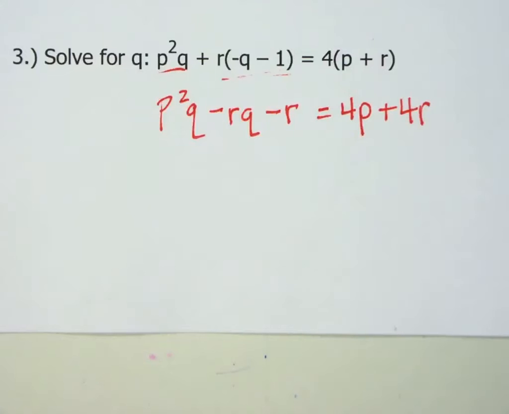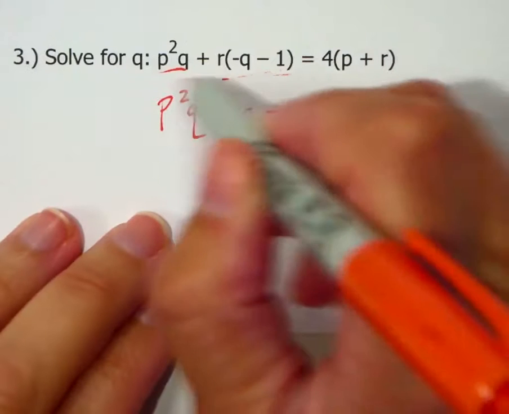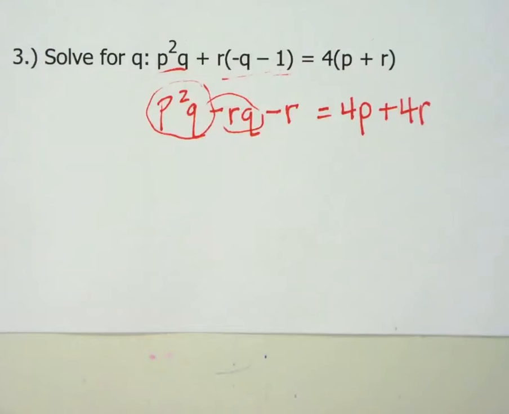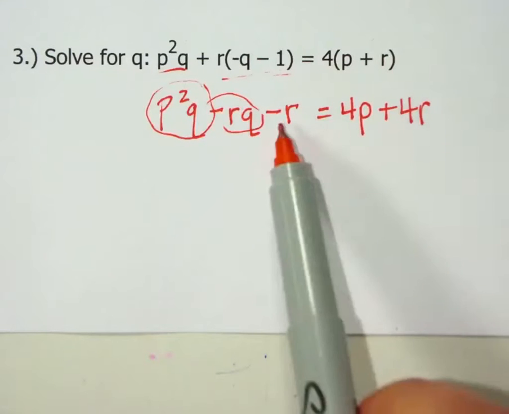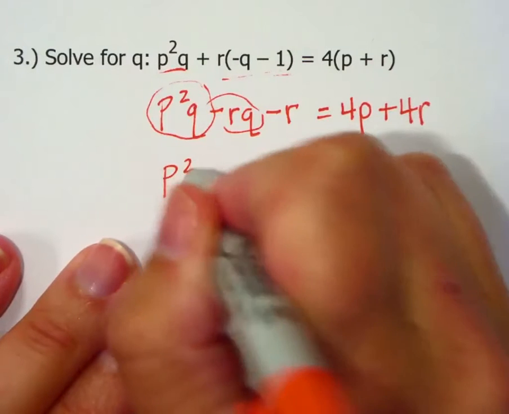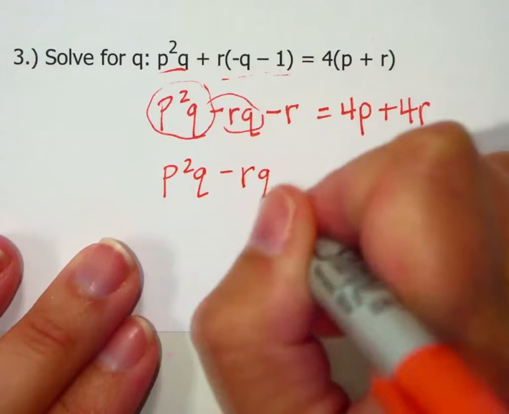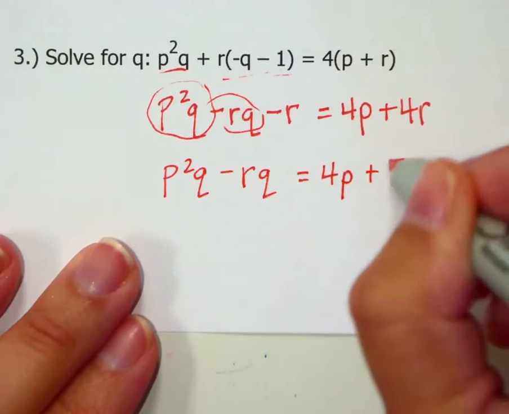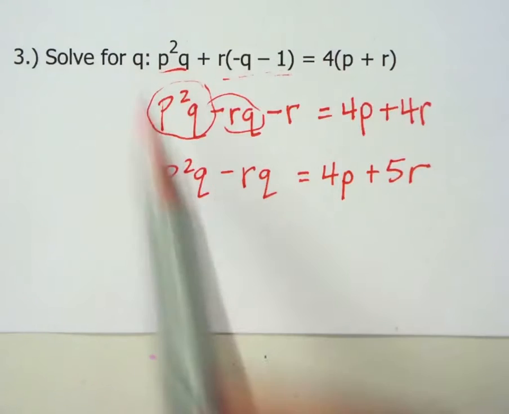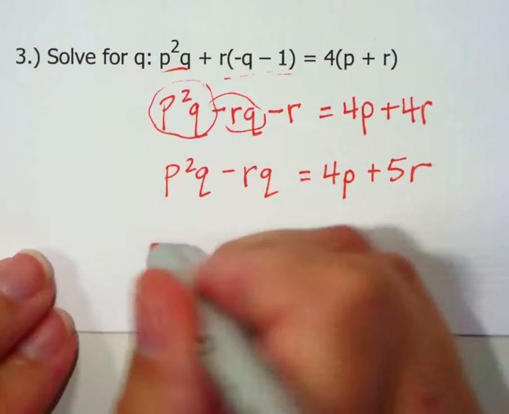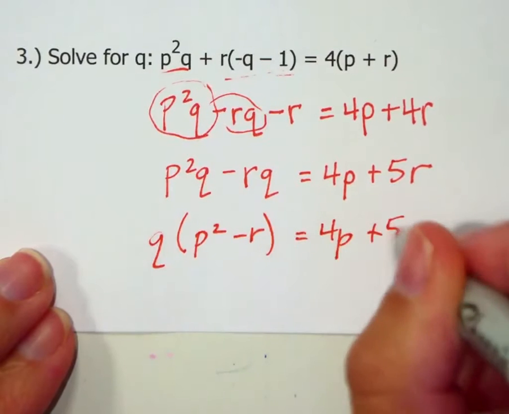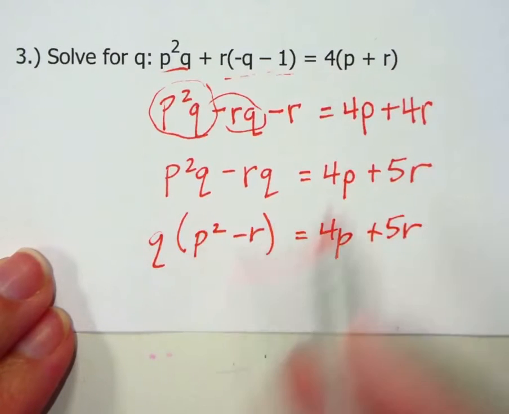Okay, so at this point, since I'm solving for q, I'm going to keep that term as well as that term on one side, I'm going to move the negative r over. So when I add that r over, I get p squared q minus rq equals 4p plus 5r. So again, we're solving for q. I have those two terms on one side. Now I can factor out the q and then divide both sides by that quantity that's left over.